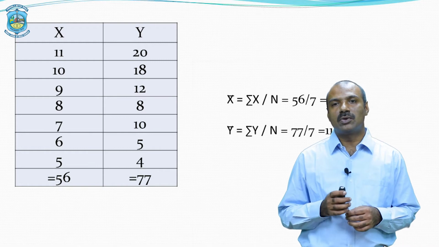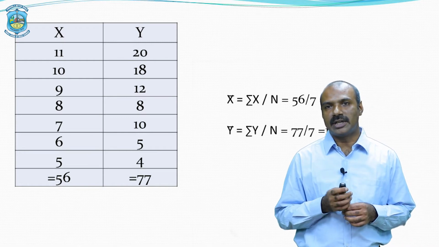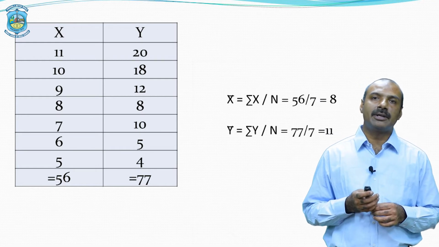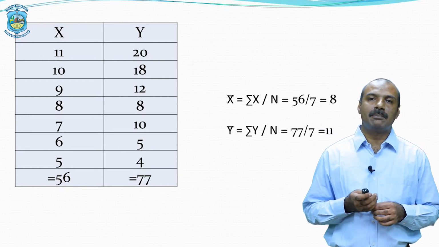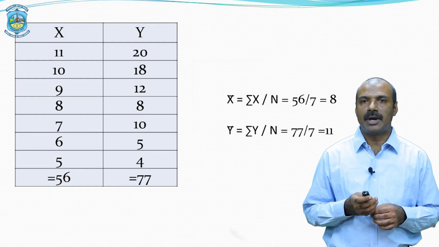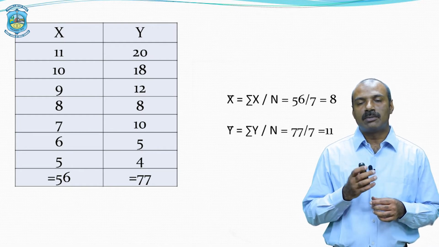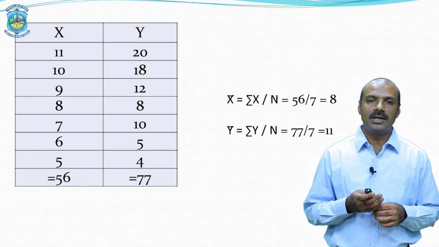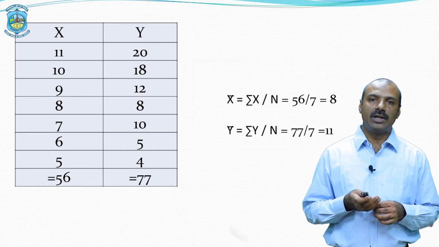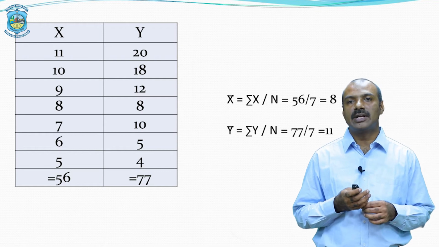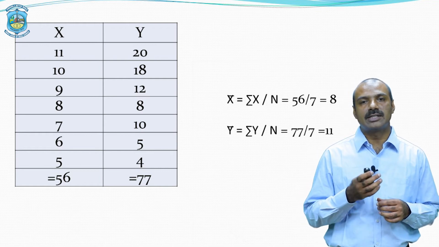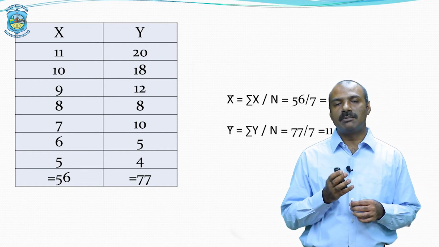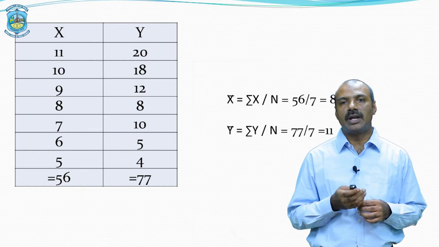So the first step is to calculate the arithmetic mean of both the series, that is x and y. We already know the formula for calculating arithmetic mean. Arithmetic mean is nothing but the sum of all the observations divided by the number of observations. So some observations are given for x like 11, 10, 9, etc. We need to add all these values, which comes out to be 56, and the number of observations is 7. So 56 by 7 equals 8. So the arithmetic mean of the x series will come out to be 8.